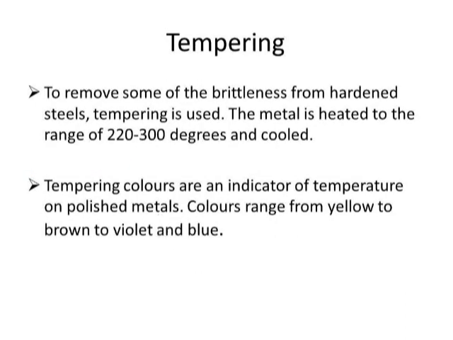Next, tempering. To remove some of the brittleness from the hardened steel, tempering is used. The metal is heated to the range of 220 to 300 degrees Celsius. Tempering colors are an indicator of temperature on polished metal. The colors range from yellow to brown to violet and blue.